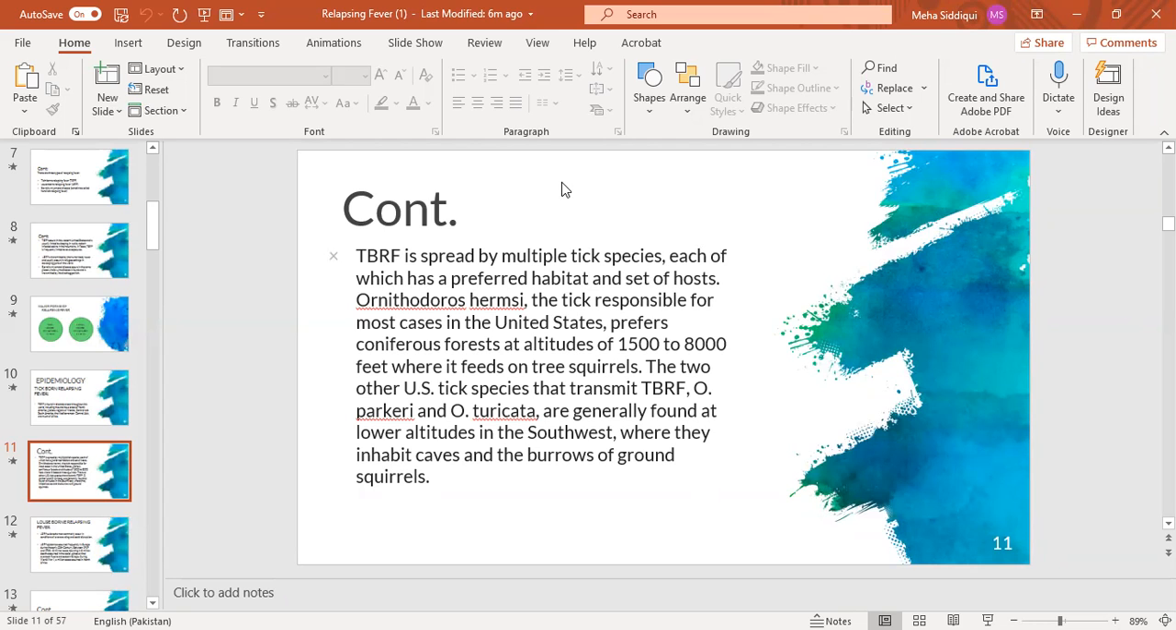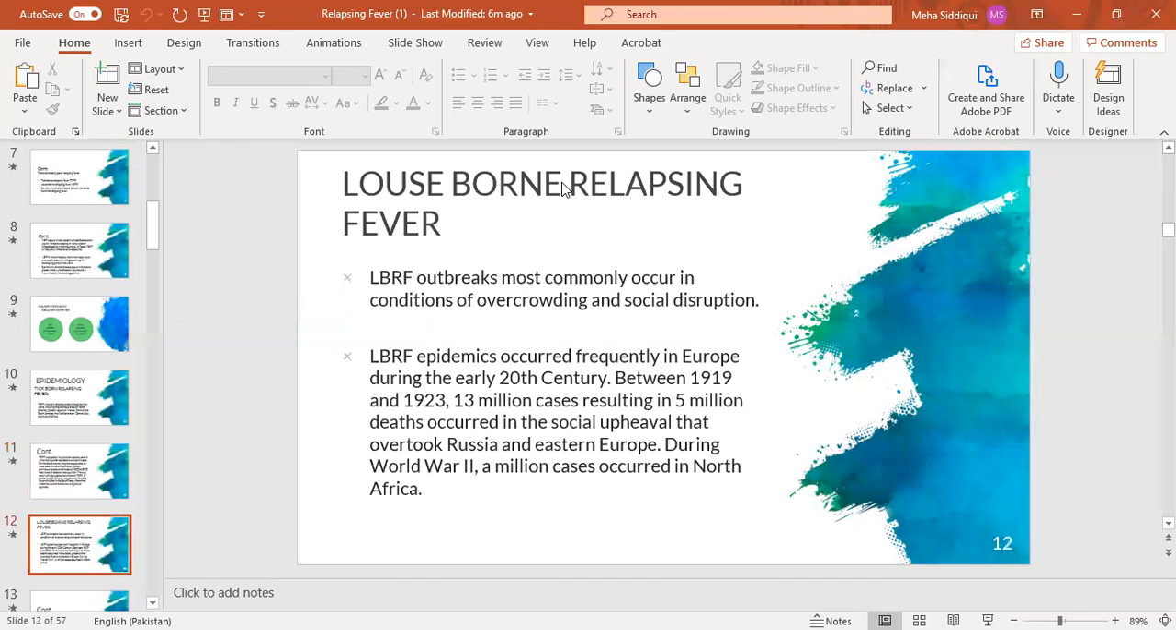The two other US tick species that transmit tick-borne relapsing fever, O. parkeri and O. turicata, are generally found at lower altitudes in the southwest, where they inhabit caves and burrows of ground squirrels. Louse-borne relapsing fever.